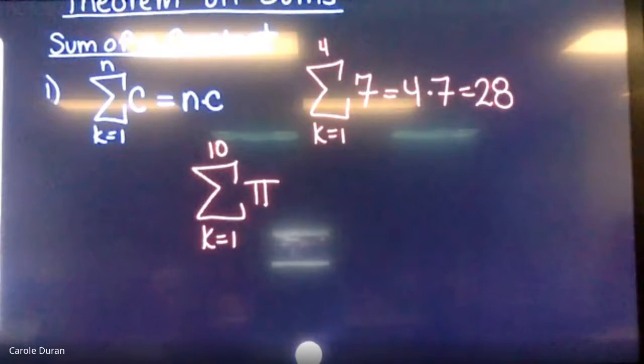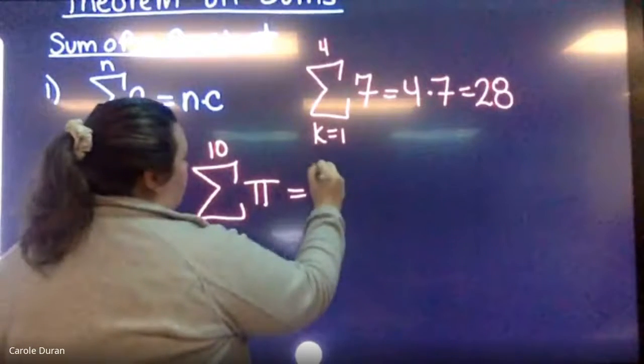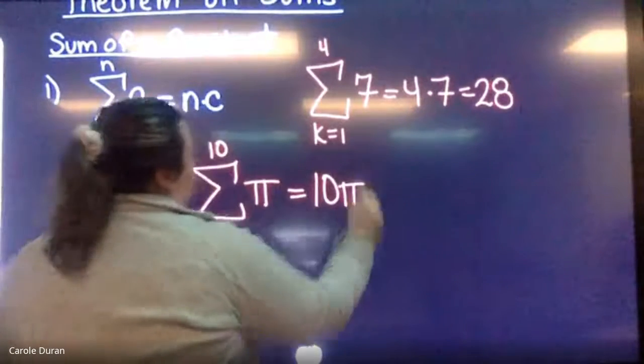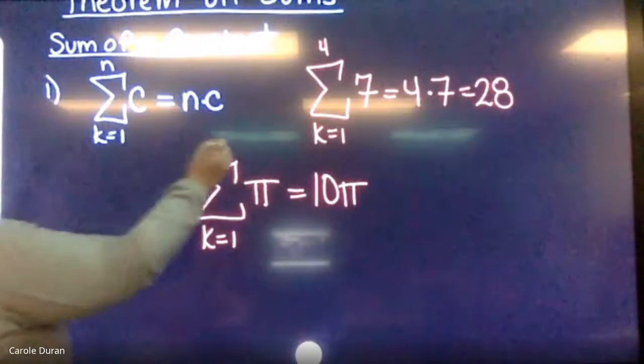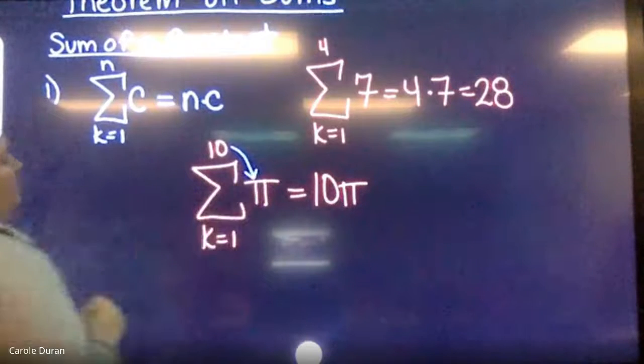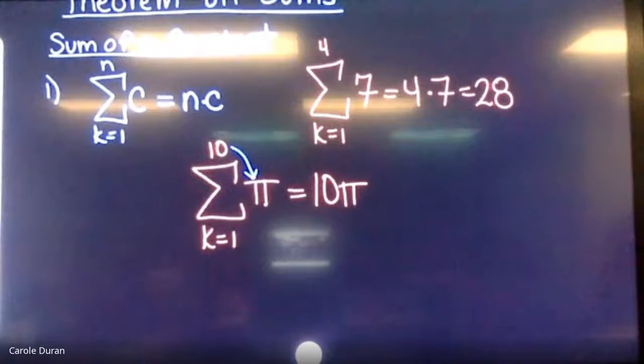My summation then of the first 10 terms, which is just pi added by itself 10 times, is going to be equal to what? 10 pi. And that would be it. So we just take the number up here and multiply it by the number that is our constant.